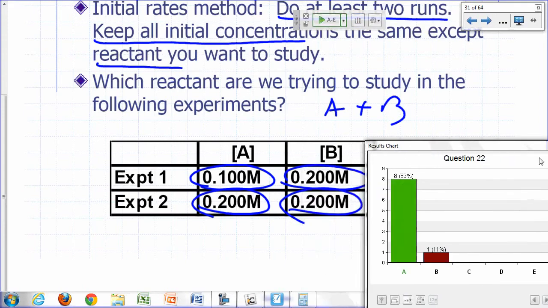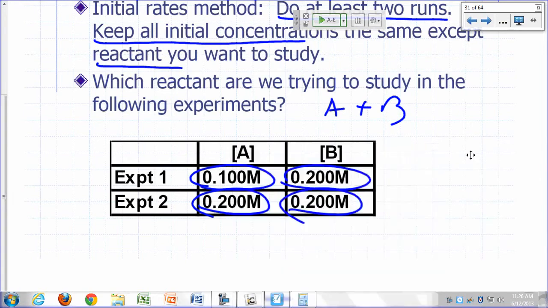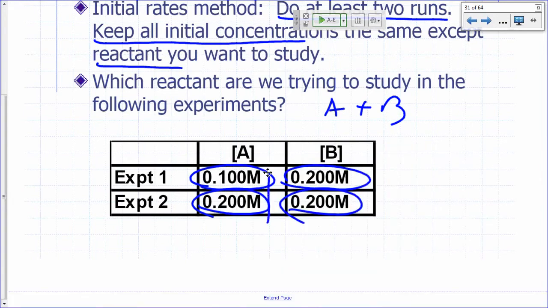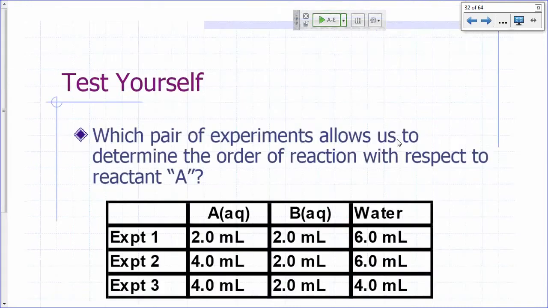I'm trying to see what the effect of A would be, right? What happens if I double my A from 0.1 to 0.2? But for me to know that, I have to make sure everything else is constant. So that means I have to run this reaction at the same temperature, and I have to maintain the initial concentration of B in both runs. So that's how you design experiments using the initial rate method.